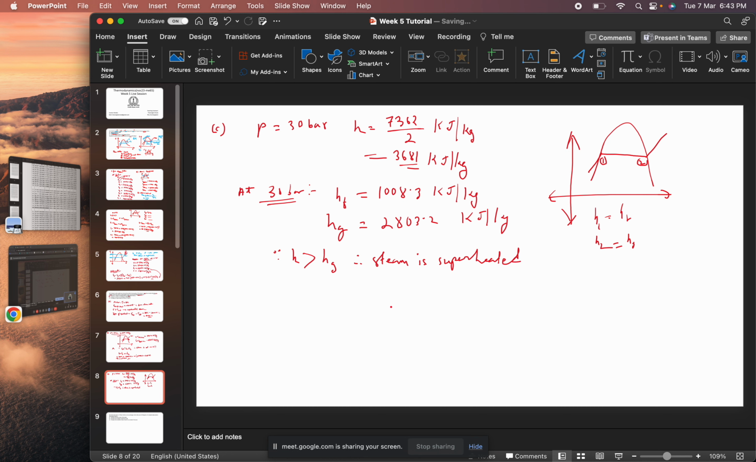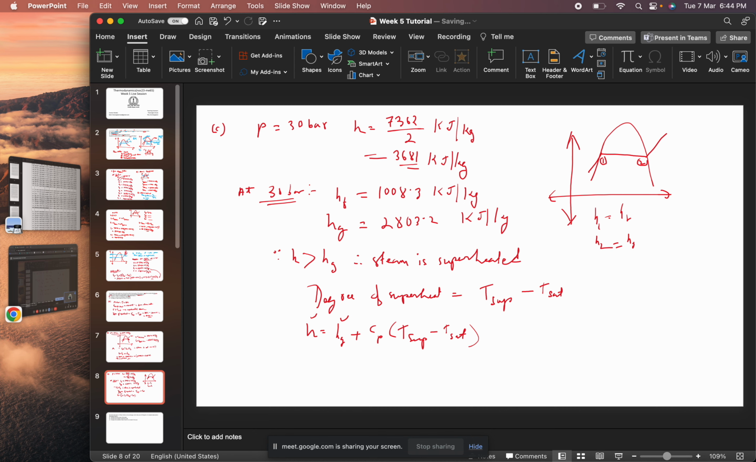Okay, now since my steam is superheated, you need to calculate the degree of superheat. And what is the degree of superheat? The degree of superheat is equal to T superheat minus T saturation. Okay, so H is basically Hg plus Cp times (T superheat minus T saturation). But we know H, we know Hg, but we don't know Cp.